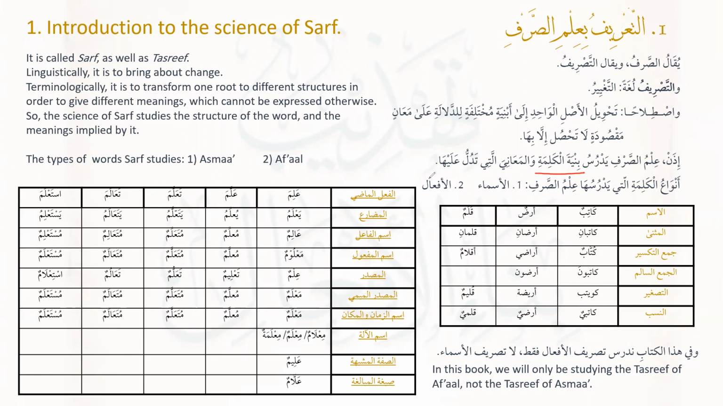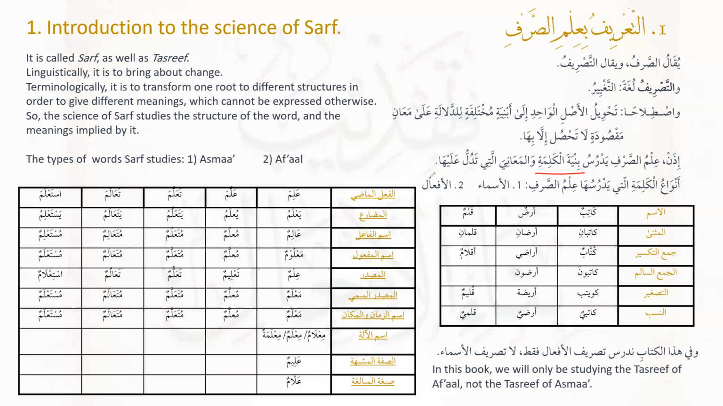Okay. Then he said the types of words that علم الصرف studies are nouns and verbs. First of all, how many types of words are there in Arabic? الكلمة ثلاثة أقسام: الاسم والفعل والحرف. Excellent, بارك الله فيك. The ism, the fi'l, and the harf. So Sarf studies two types of words: ism and fi'l.